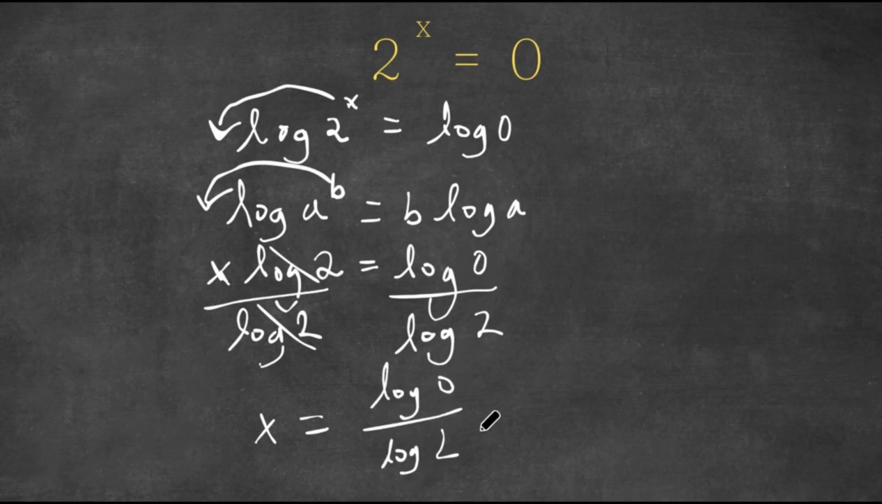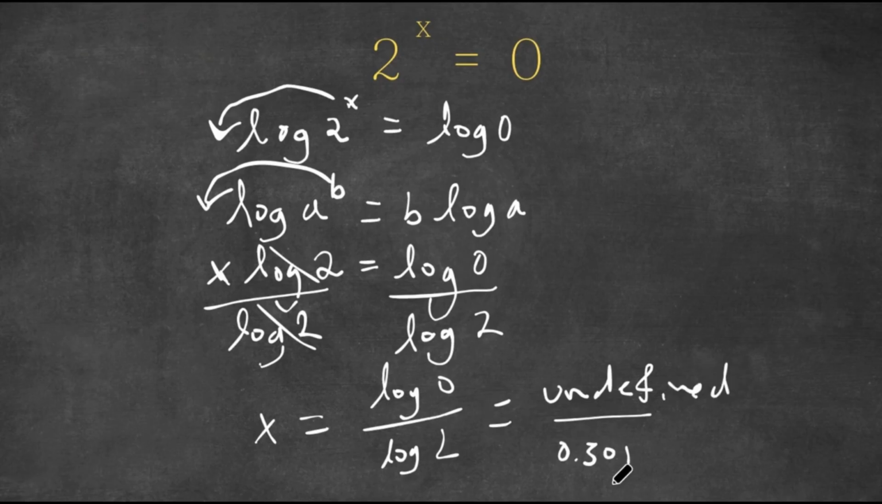However, log 0 over log 2, this is equal to, first off, log 2 is equal to 0.301. However, log 0, this is actually undefined. Log 0 is undefined, meaning x is also undefined, because you can't divide an undefined number over 0.301. So this means that the value of x is undefined.